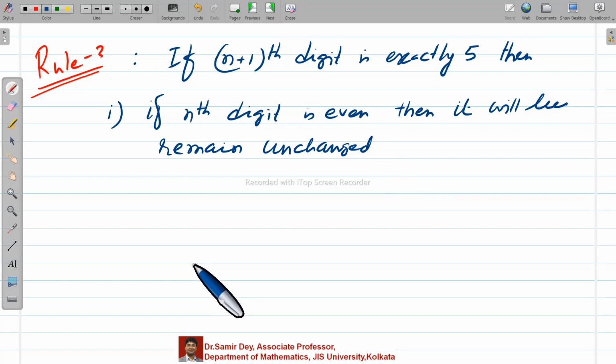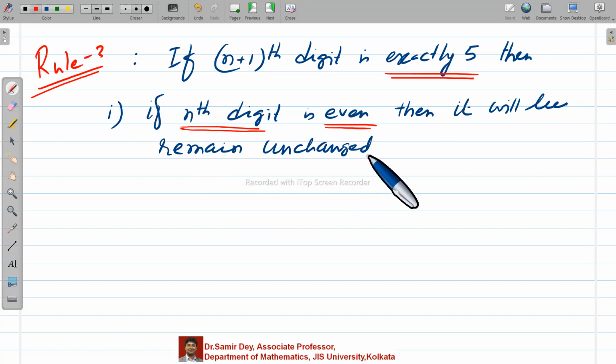I repeat, if your n plus 1th digit is exactly 5, then you need to check your nth digit position. If your nth digit is an even number, even digit, that is 2, 4, 6, 8, then your nth digit will remain unchanged. So no need to change anything.